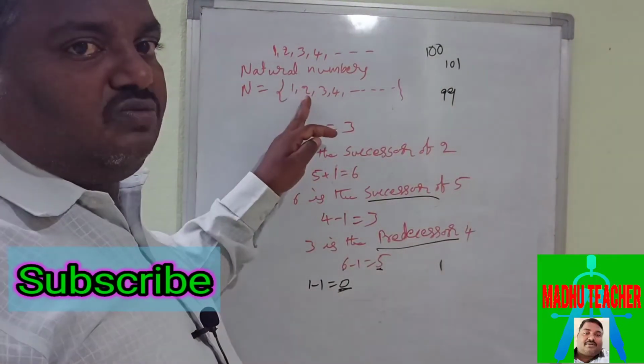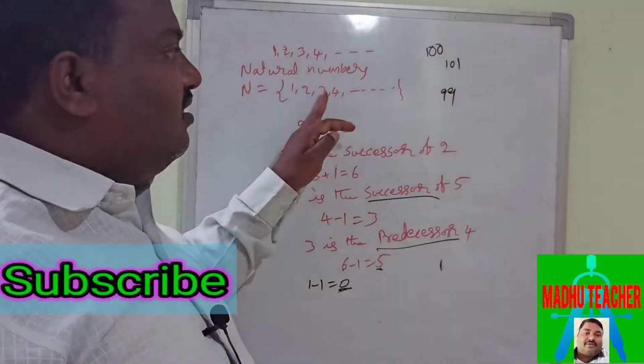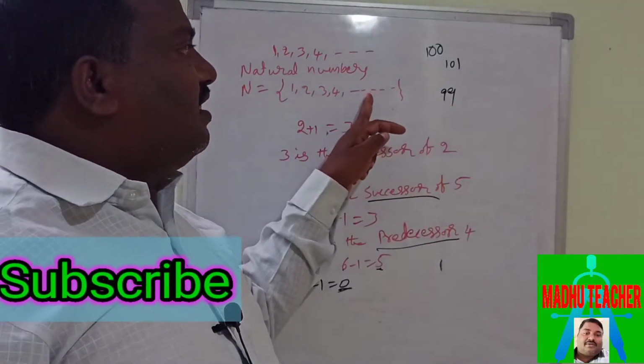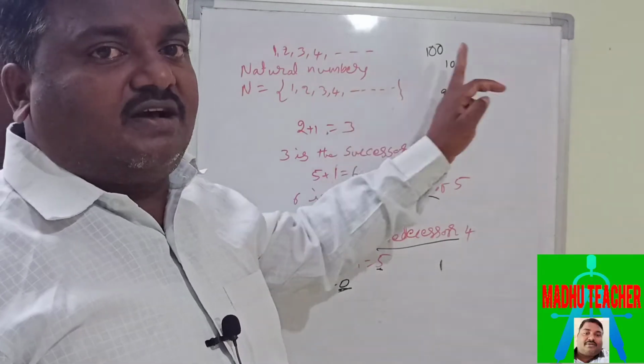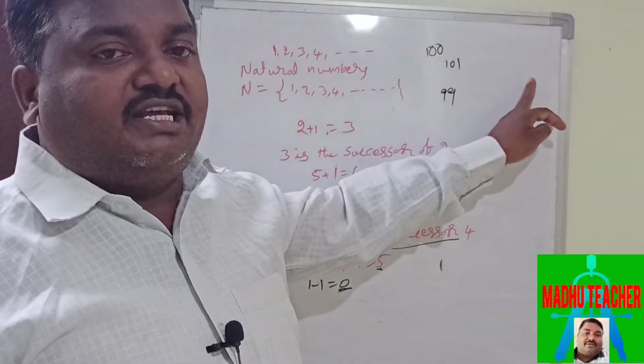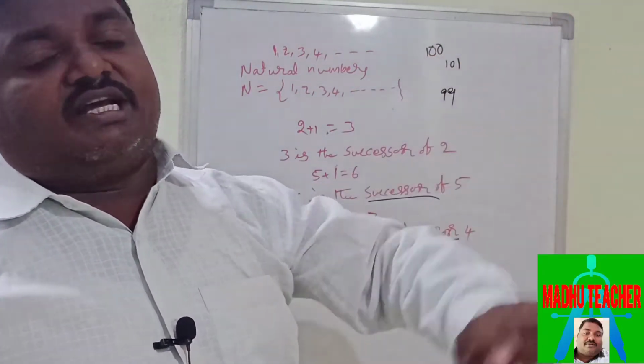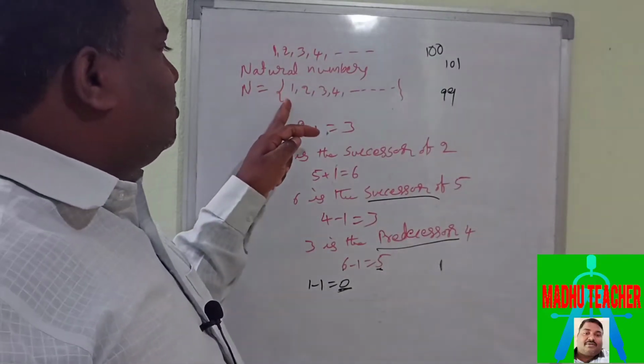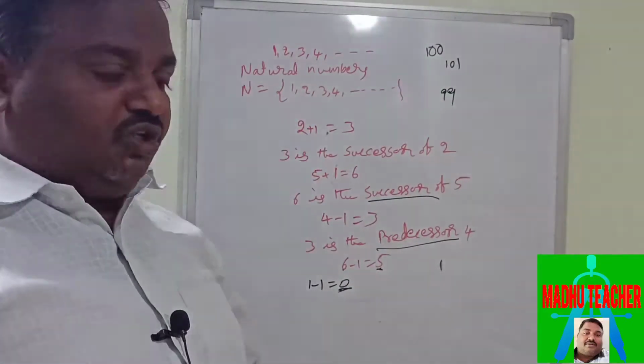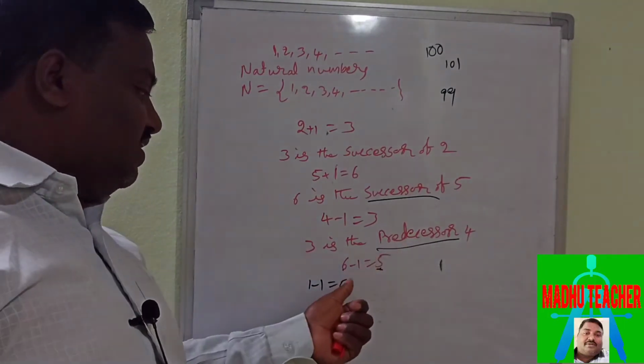We can write a successor to any natural number. The successor of 1 is 2, the successor of 2 is 3, the successor of 100 is 101, and the successor of 9999 is 10,000. Like this we can write a successor to any natural number. If we write the predecessor of 1, we get 0.